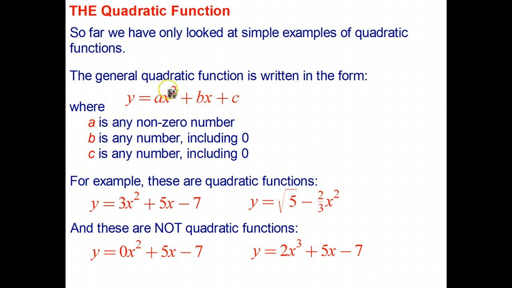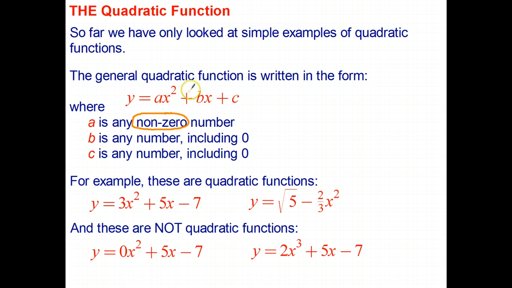A is what you multiply x squared by. So you can multiply x squared by any number except 0. Let me get my pen tool. You can multiply by any number except 0. The reason for that is if a is equal to 0, 0 times whatever x squared is 0, and you lose your x squared term. And we have to have an x squared term if it's to be a quadratic function.